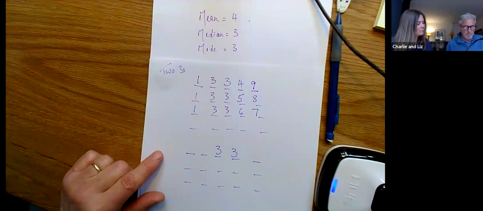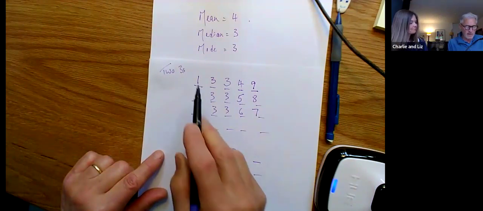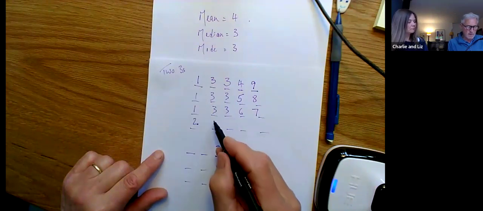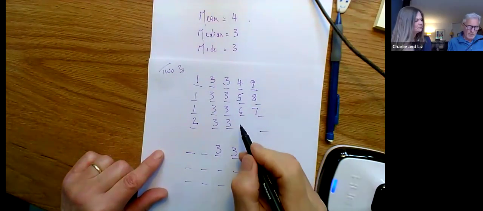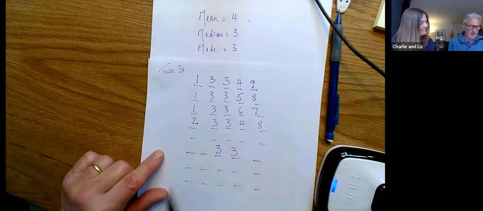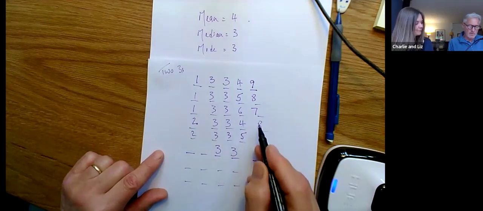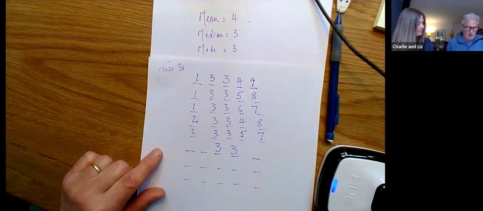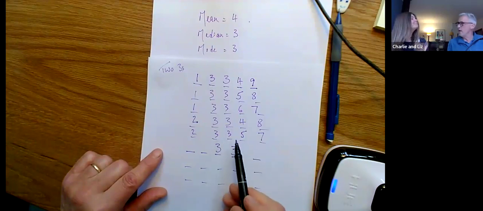But I could have started with 2 instead of a 1. Then up to 8. So now we need to make a total of 12 with these 2 numbers. 12 is 4 and 8. 2, 3, 3. I could make this one bigger and this one smaller. And then I've got to stop because the next one would be 6 and 6, which would be 2 modes. And you haven't been told you've got 2 modes.